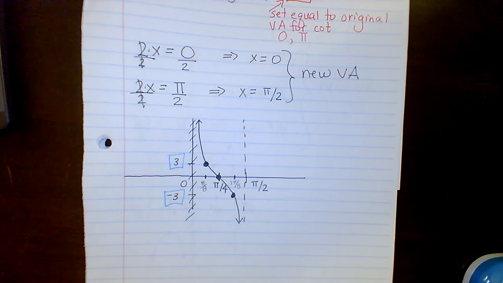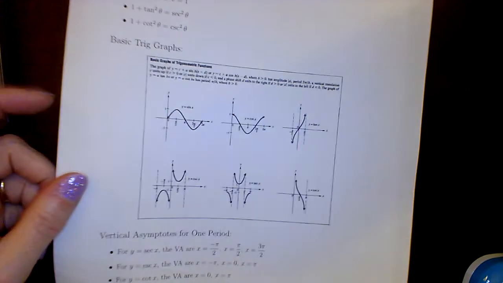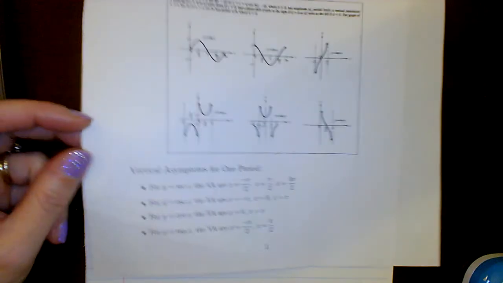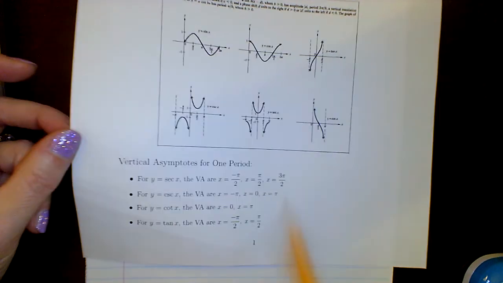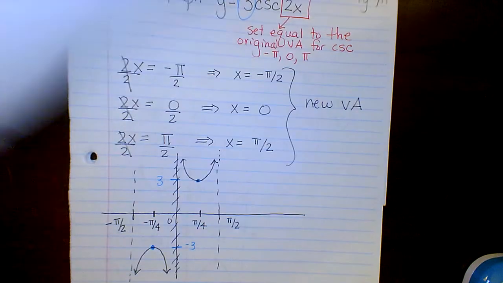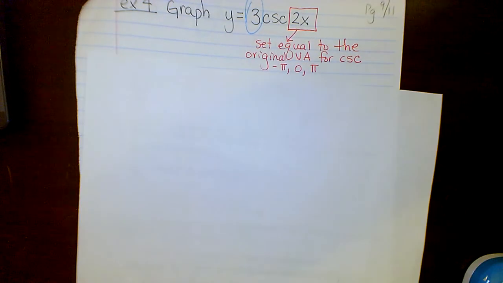Okay, so basically we're going to use this to help us with the general shape of the graph, and we're going to use it for what the original vertical asymptotes were. So we're going to graph these by finding the new and improved vertical asymptotes, and then everything else is going to fall into place.